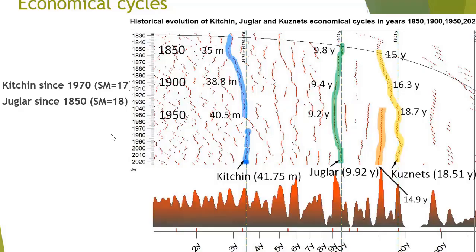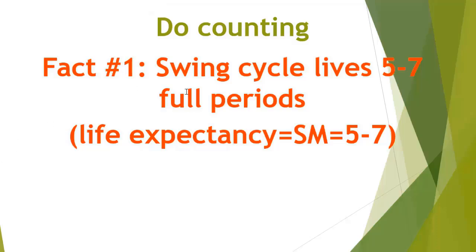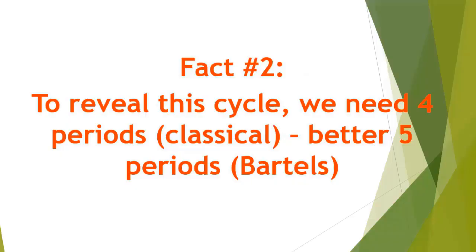So now we'll do some counting. You see, fact number 1. We know that swing cycles live between 5 and 7 full periods. Life expectancy for swing cycles is 5, 7. Good. Next, fact 2. To reveal any cycle, we need at least 4 or 5 full periods. This is if we apply the classical algorithm. This is fast Fourier, not fast Fourier, this is discrete Fourier transform.